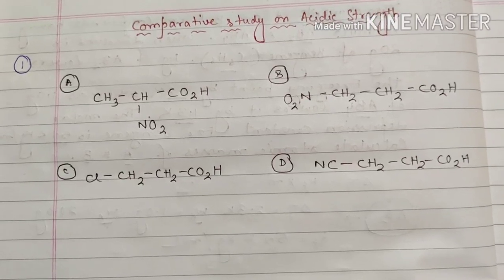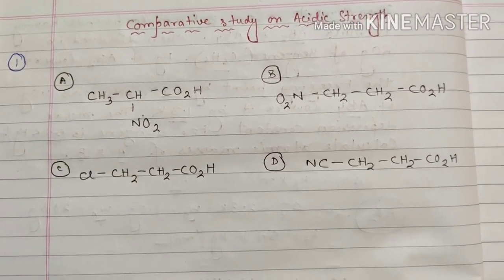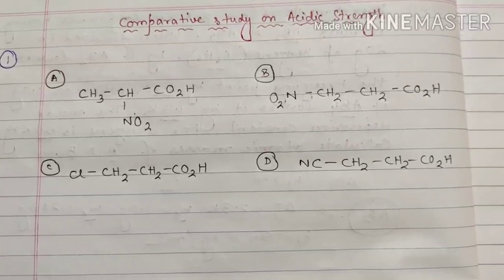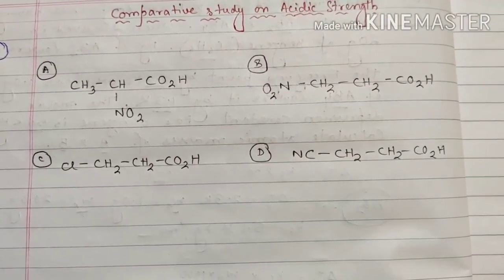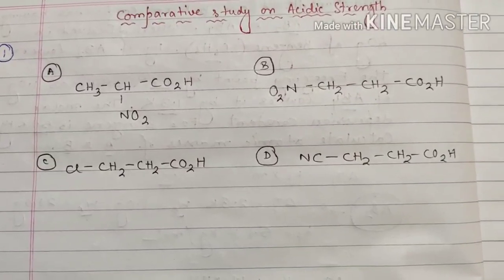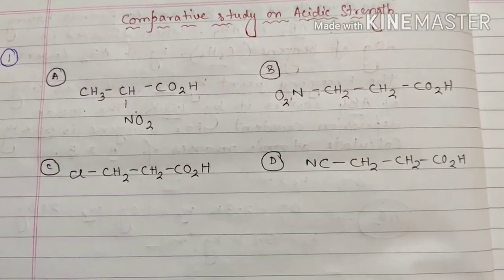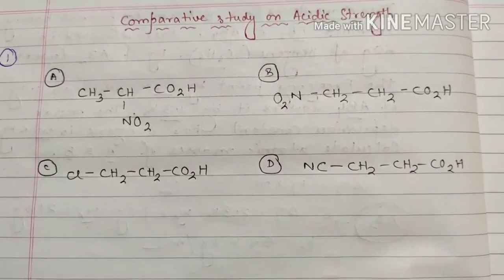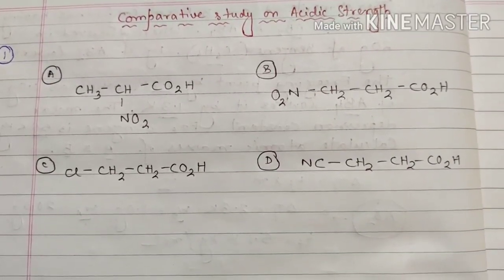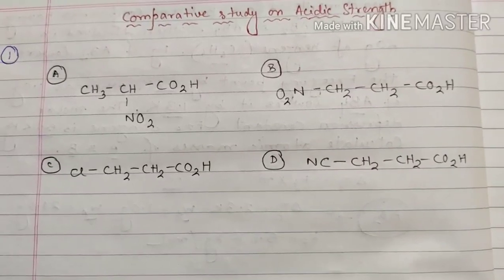4 options are given. You see it carefully. All of them are organic acids. The question is, we have to find out the acid which is having the smallest dissociation constant. That means obviously, smaller is the dissociation constant, weakest will be the acid, the least will be the acidic nature. So that we have to find out.